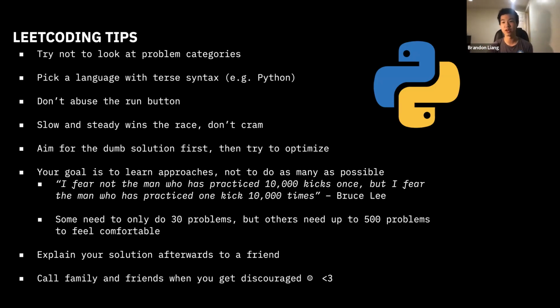Final tip, very underrated. If you ever get discouraged by the interview process, or you feel like, oh, I can't solve any LeetCode problems, just call your family and friends and they should be able to cheer you up.